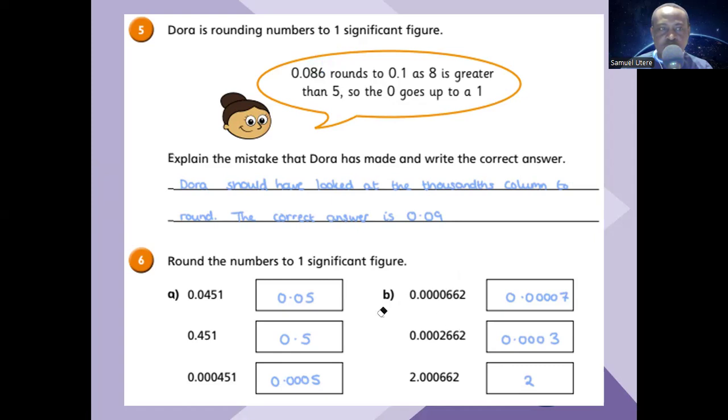By now, you know how to round to one significant figure. Clap for yourself. Pat yourself on the back. Well done. But let's do some more learning.